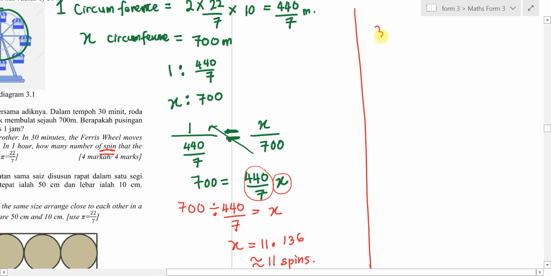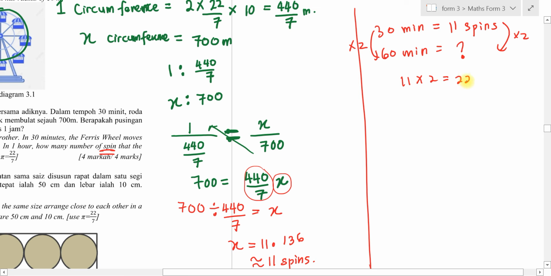Okay, now you see we use the same method to solve this. Okay, now we know that 30 minute is 11 spins. So 1 hour is 60 minute, right? 60 minute, how many spins? So you multiply 2 here. So here also you multiply 2. 11 times 2 equal to 22 spins. That is the answer.